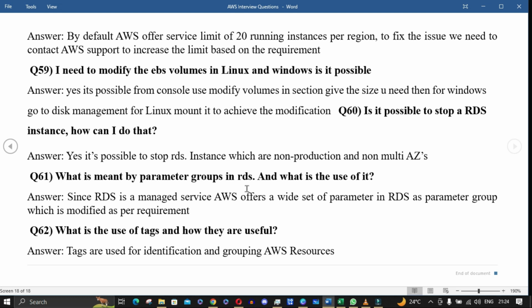Question number 60. Is it possible to stop RDS instances? How can I do that? Answer: yes, it's possible to stop RDS instances which are non-production and non-multi-AZ. What is meant by parameter group in RDS and what is it used for? Since RDS is a managed service, AWS offers a wide set of parameters in RDS as a parameter group, which can be modified as per requirement. What is the use of tags and how are they useful?